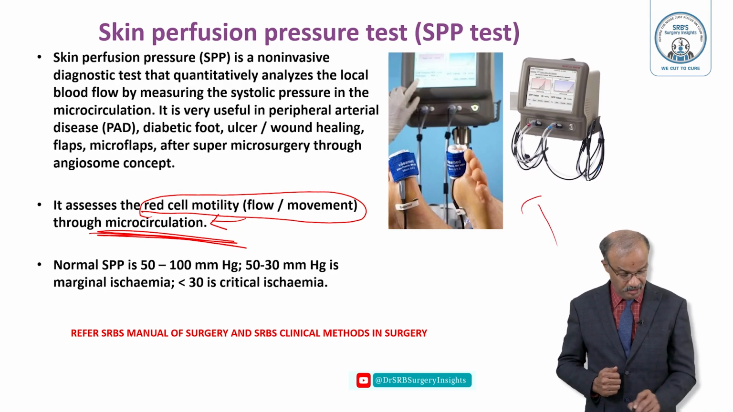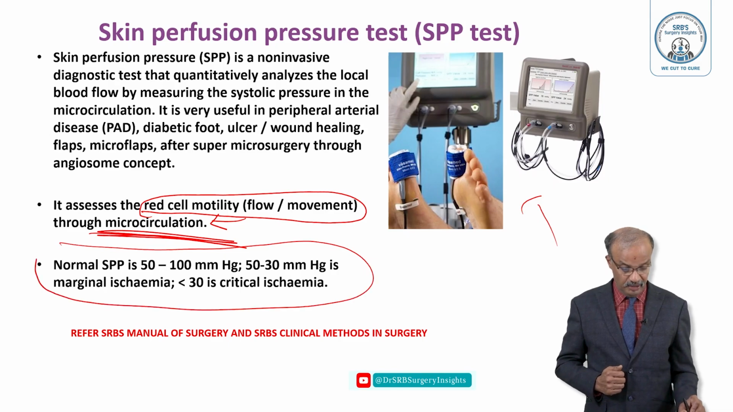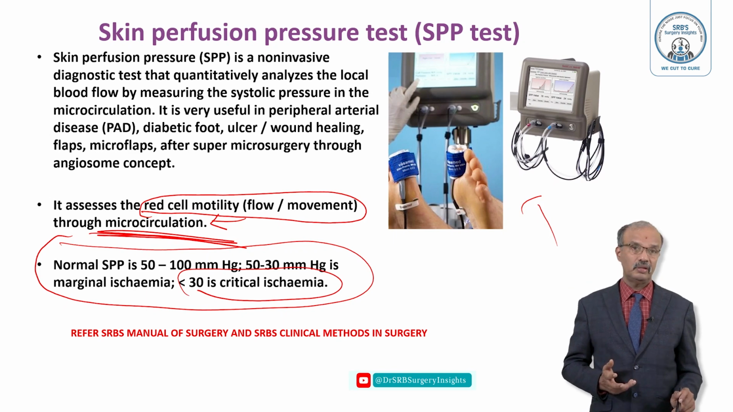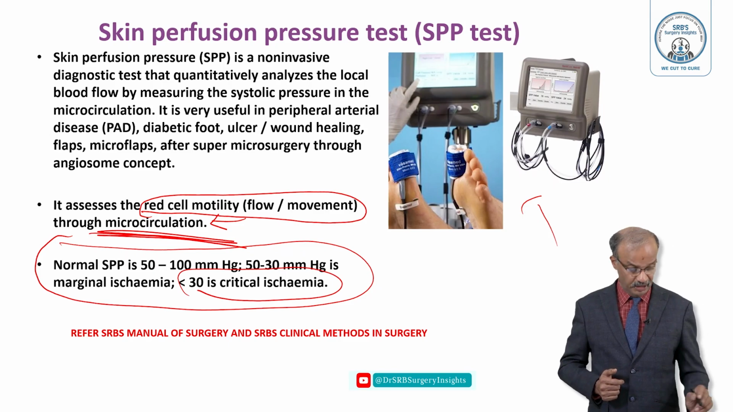So these are the instruments, and this is the normal pressure perfusion test. And when it becomes critical ischemia, there are these different pressures actually. Normally 50 to 100, 50 to 30 is marginal, less than 30 is critical.